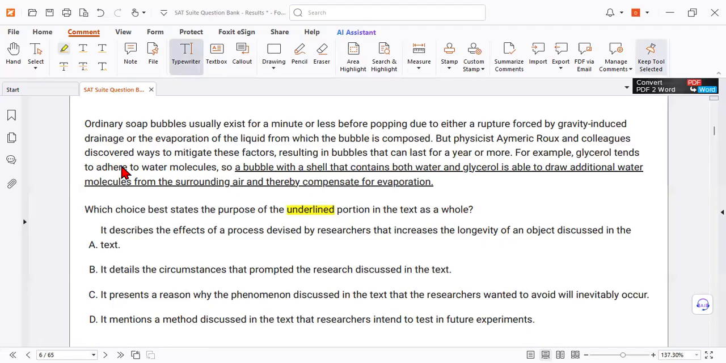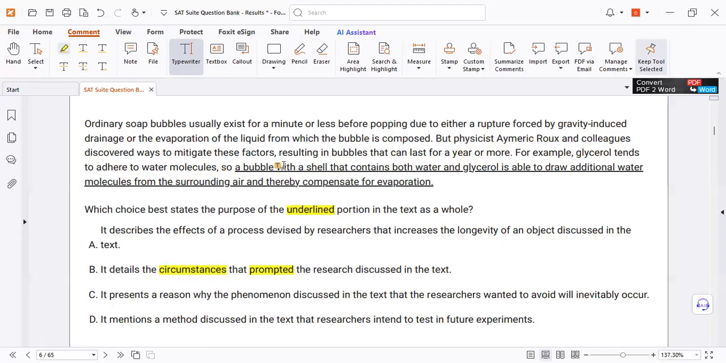Okay, the answer is B. Letter B, I don't think so. Remember, letter B says circumstances that promoted. Is all the text about that? No, we need only the underline.